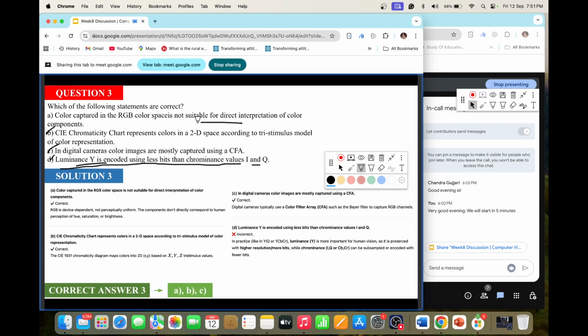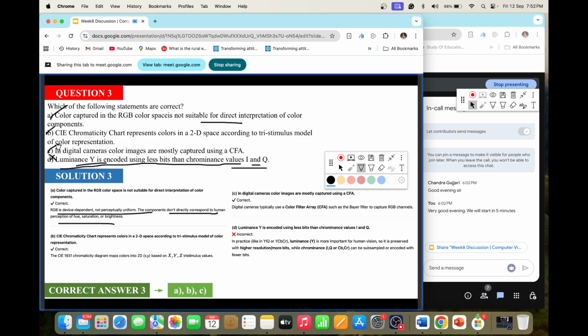Option A, color captured in RGB color spaces not suitable for direct interpretation of color. RGB is device dependent, not perceptually uniform. The color components don't directly correspond to human perception, hue or brightness. So that is why this is correct. This is false, because luminance Y is encoded using more bits than chrominance value I and Q. So this is false, that I have already told you.